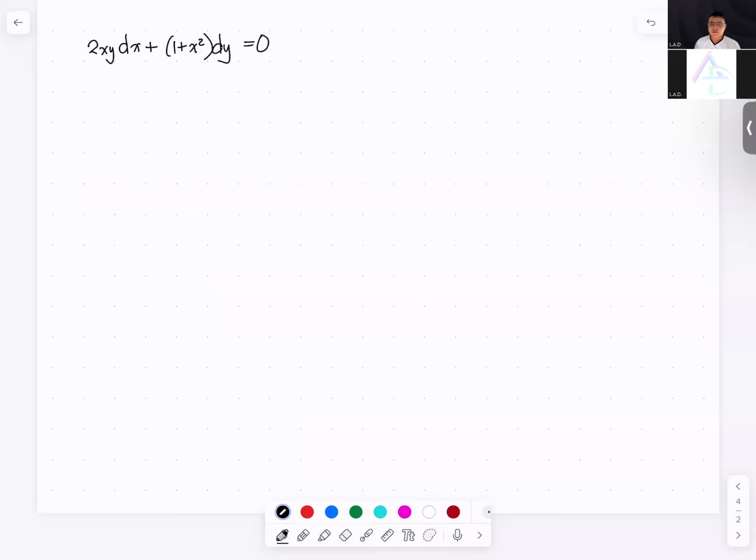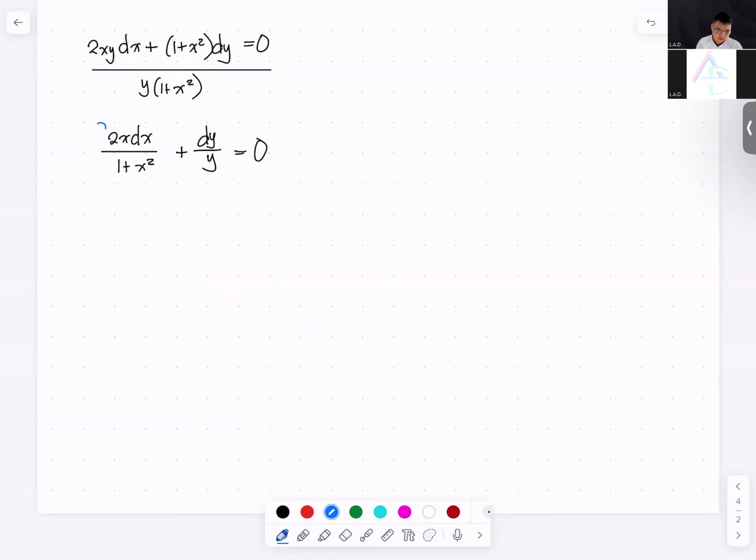Okay, so again, it's not yet separated. It looks like it cannot be separated. But as you may notice, all we have to do is to divide both sides by y times 1 plus x squared. Why? We want 1 plus x squared to be with dx, and we want y to be with dy. So this results to 2x dx over 1 plus x squared plus dy over y equal to 0.